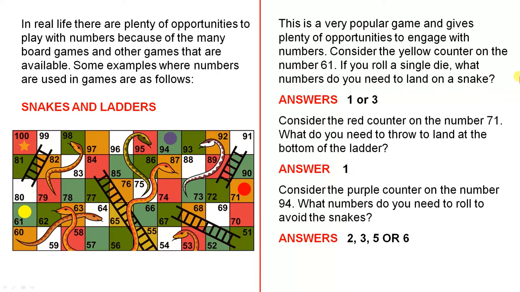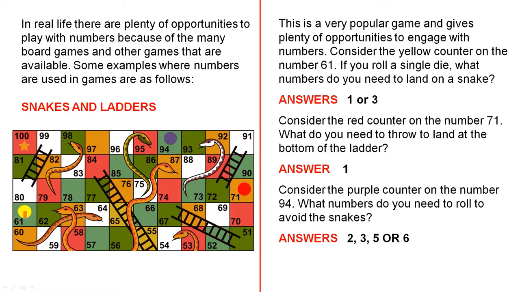Consider the yellow counter on the number 61. So there it is here. This counter here, that yellow one there. If you roll a single die, what numbers do you need to land on a snake? Now a single die, that's just one. You know that six-sided cube which has the numbers 1 to 6 on it? The reason you call it a die is because it's one. It's not two. If you had two of them, they would be called dice. So the question was, what numbers do you need to land on a snake?